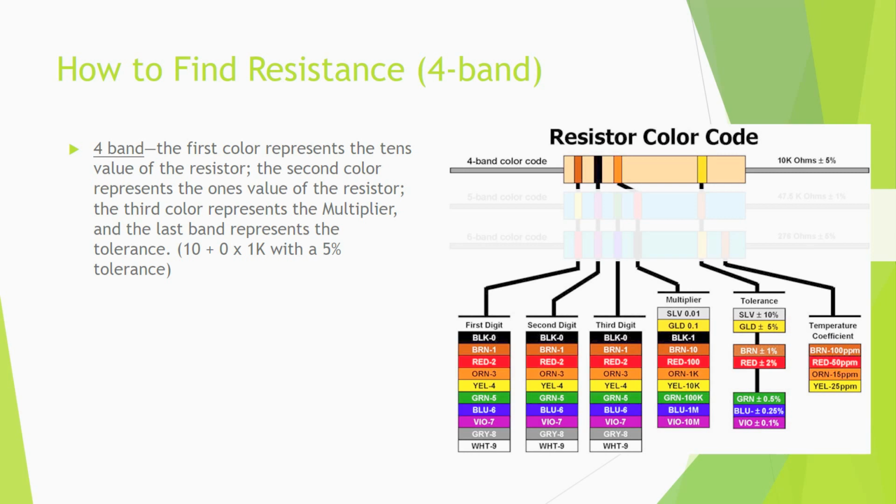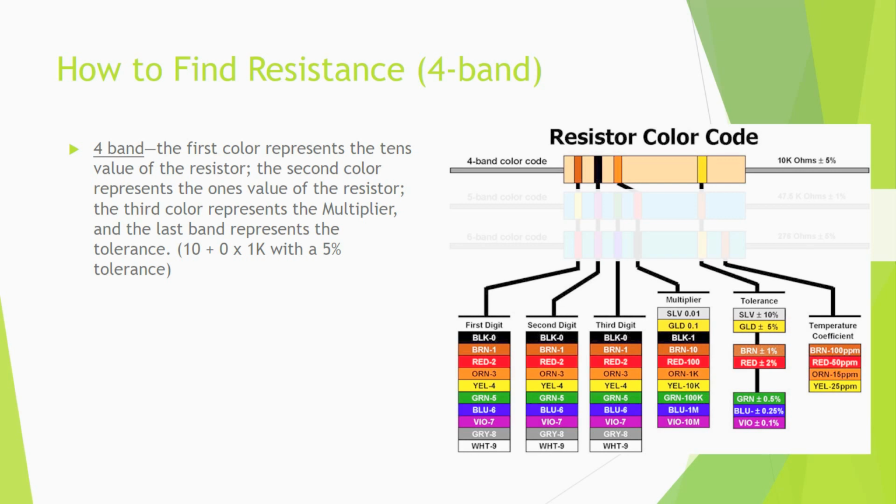The first color is the first digit of your resistor's value. So let's say for this instance, it's brown. If you follow the diagram, brown means 1. The second band is the second digit of your resistor's ohmic value. In this case, it's black, so 0. So right now, it's 10.